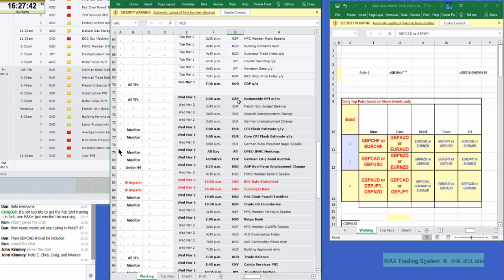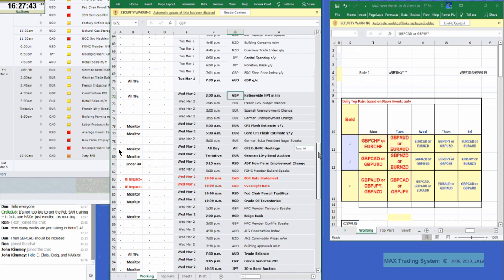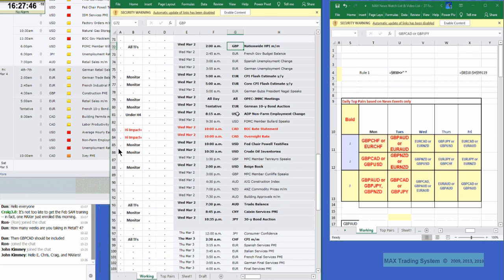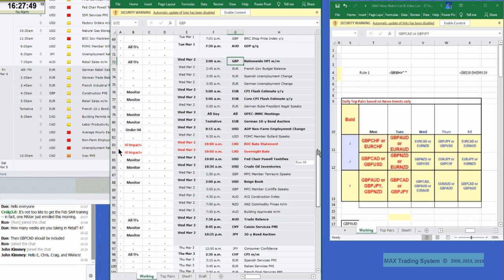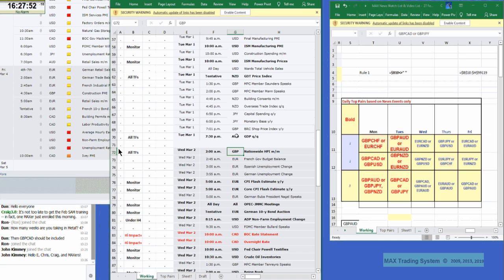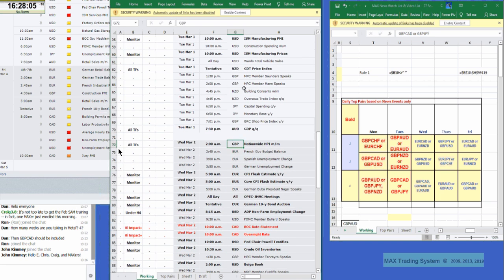Okay, the pound. We have also, Chris, I have seen the Aussie, no? But the Aussie, what was the news on the Aussie? Oh, it was the GDP, okay. Then the pound.